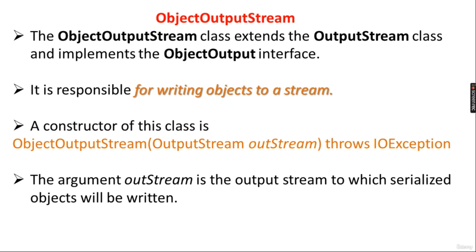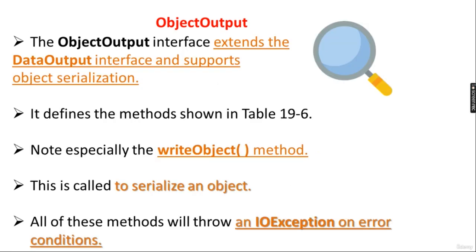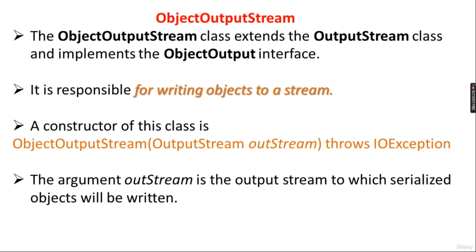ObjectOutputStream extends the OutputStream class and implements the ObjectOutput interface. This is the class we are explaining here. It is responsible for writing objects to a stream. The constructor of this class is ObjectOutputStream(OutputStream out) throws IOException. The argument out is the output stream to which the serialized object will be written.